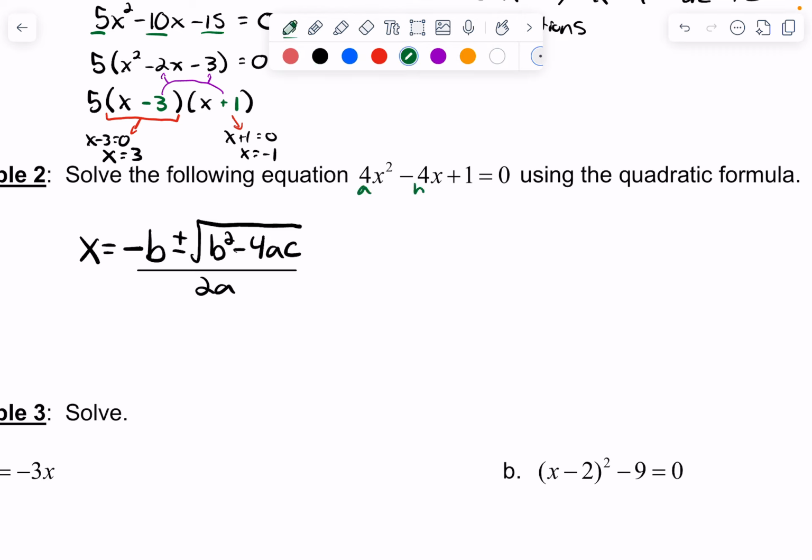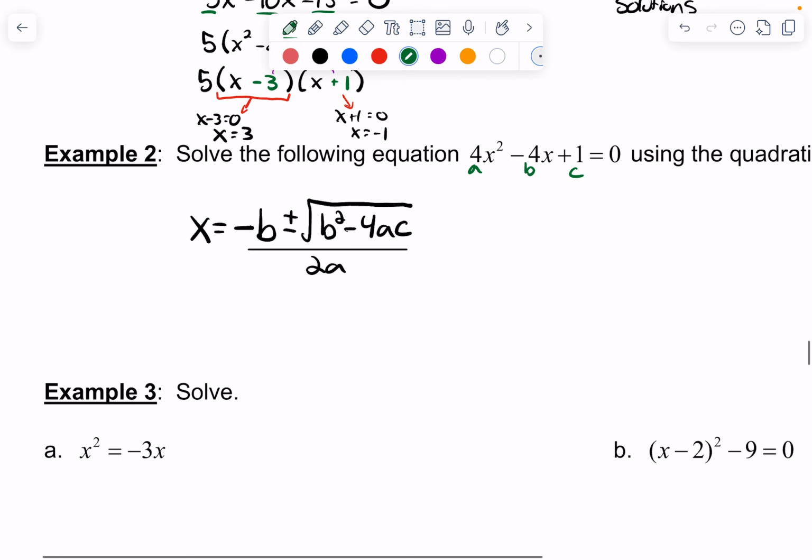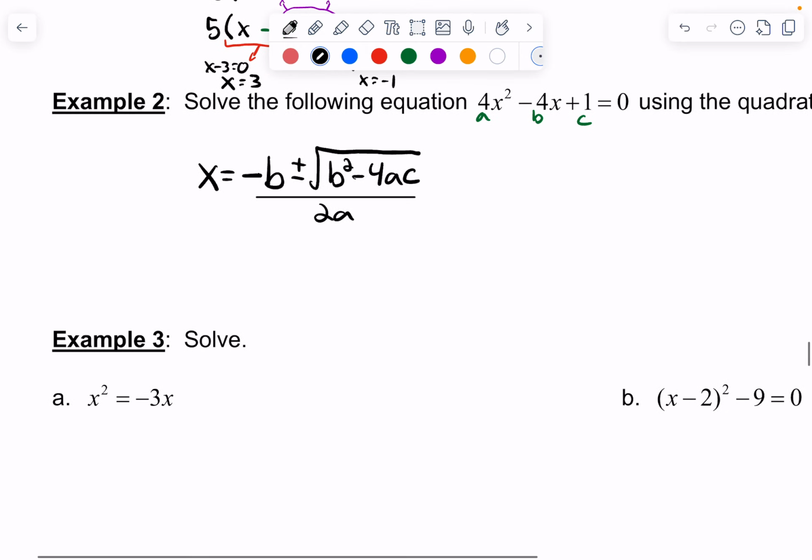this is your b, and this is your c. So plug those values in. Here we get x equals negative. In our case, we have b being a negative 4. So minus 4. Keep in mind it's negative 4. Then you do plus or minus. Then you have b squared. So minus 4. Square that number.